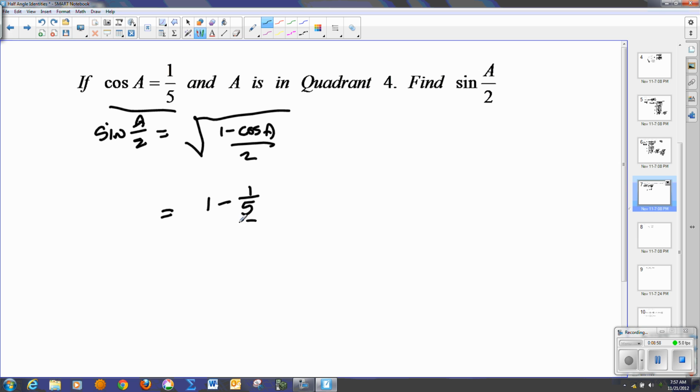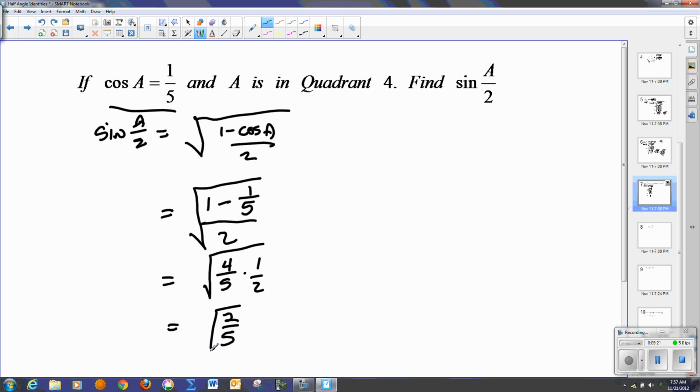So this wasn't even a triangle problem because we had everything we needed. 1 minus 1/5 is 4/5. All over 2 is the same thing as times a half. That's all radical. We get a reduction, so that's 2 over 5 all rooted, which is 2 root 5. I lied. Which is root 10 over 5.